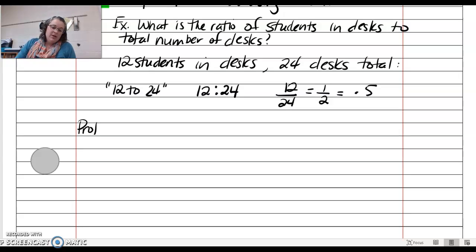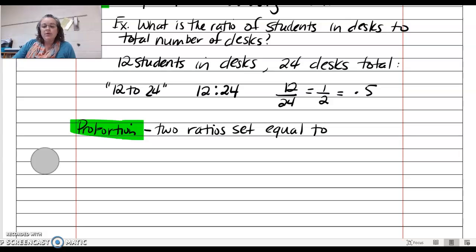A proportion are two ratios set equal to each other. Ratios are proportional when their values are equal.